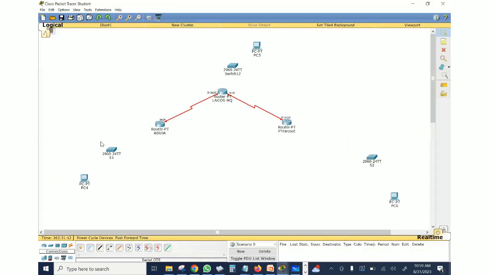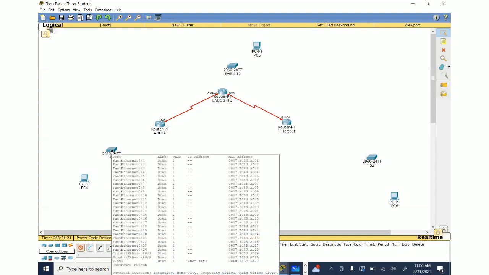Okay, so this is our switch where people are connected to on their LAN in each of the offices. This is for Lagos, this is for Abuja, and this is for Port Harcourt. So let's quickly connect that. So we'll be connecting these two.